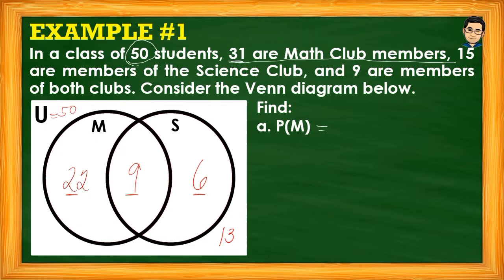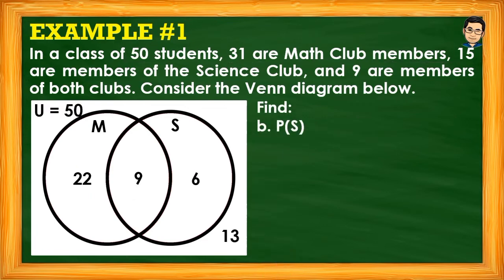So, that is 31 over 50. Okay, so 31 yung math club members over total, which is 50. So, the probability of math club members is 31 over 50. Ayan. So, what about probability of science club members lang? So, indicated naman po yan sa problem. That is 15. So, we have there 15 over 50.